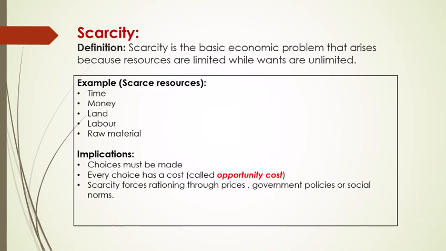Imagine this, you have only 100 taka in your pocket. With that, you can either buy a nice meal or a new notebook. But you cannot buy both. That's scarcity in action. Because of scarcity, every society has to answer three fundamental questions. 1. What to produce? 2. How to produce? And 3. For whom to produce? And to explain scarcity more clearly, economists use a very famous model called the Production Possibility Frontier or PPF.